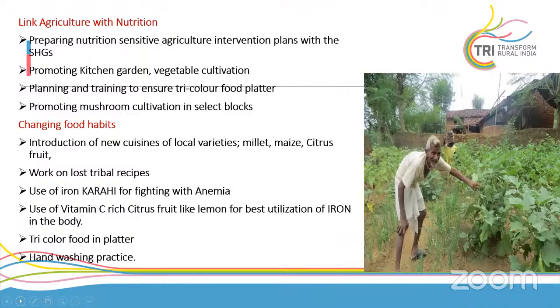The other members would share more insight into this, but as I shared, linking agriculture with nutrition, we promoted kitchen gardens, use of the teen rango wala platter, and in some places mushroom cultivation, wherever we found an apt opportunity for changing food habits. These are some of the activities we did at the project locations. We promoted lost tribal recipes. We helped local varieties to grow, millet, maize, citrus food, and above all, hand washing.